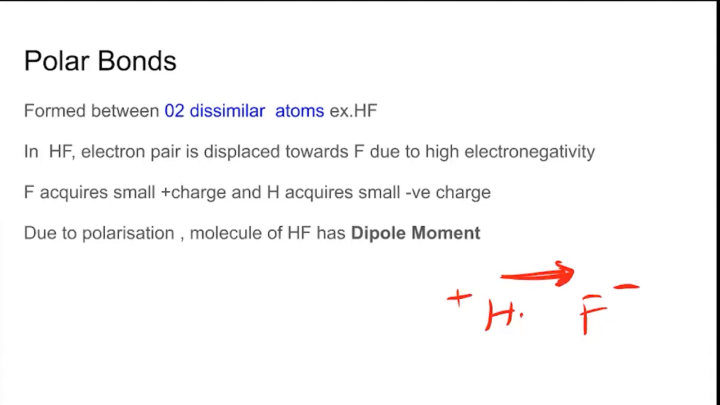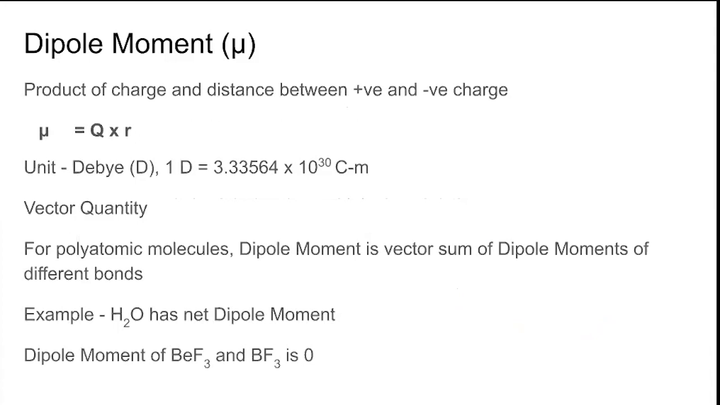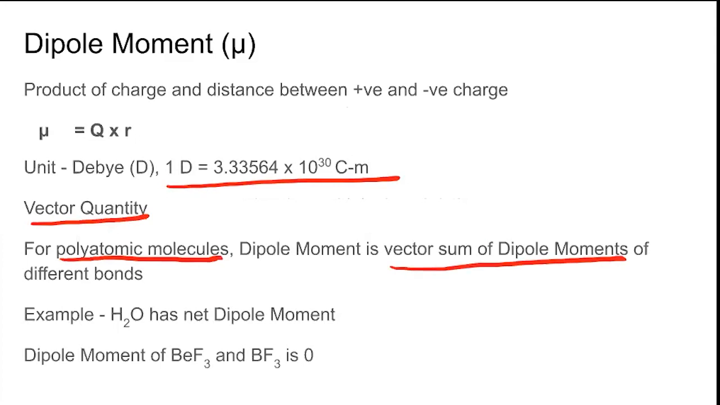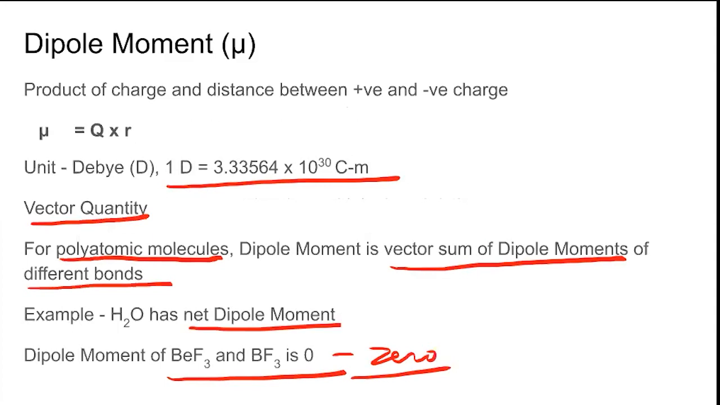Okay, so moment, as you discussed in the previous slide. For polyatomic molecules, dipole moment is the vector sum of dipole moments of different bonds. So boron fluoride is 0. How does it come to 0? Due to vectorial addition. And H2O has a net dipole moment. H2O also has 3 atoms, but it has a net dipole moment.